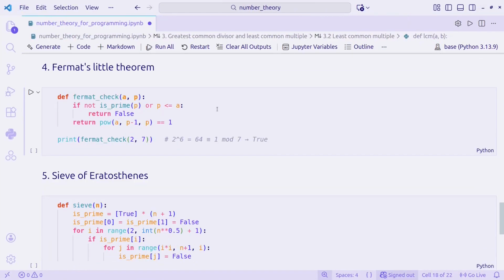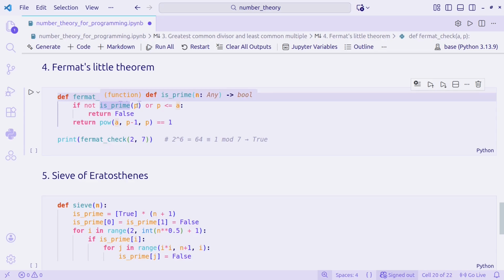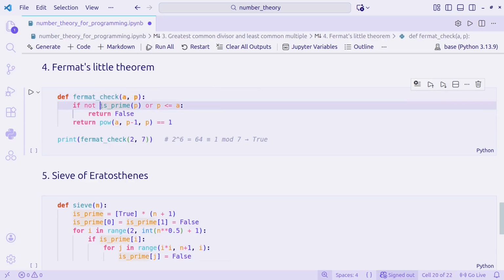Now let us see the following function. I want to put A and P into the function, and I want to see whether P is a prime number or not. If it is not a prime number, or if P is less than or equal to A, I would return false. That means the Fermat's little theorem would fail in this case. And if the condition here fails, I would go to the other part here to return A to the power of P minus 1 with modulo P.